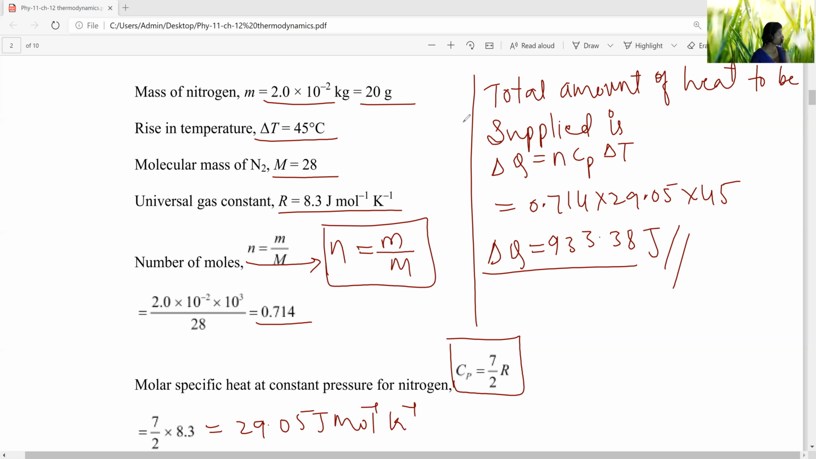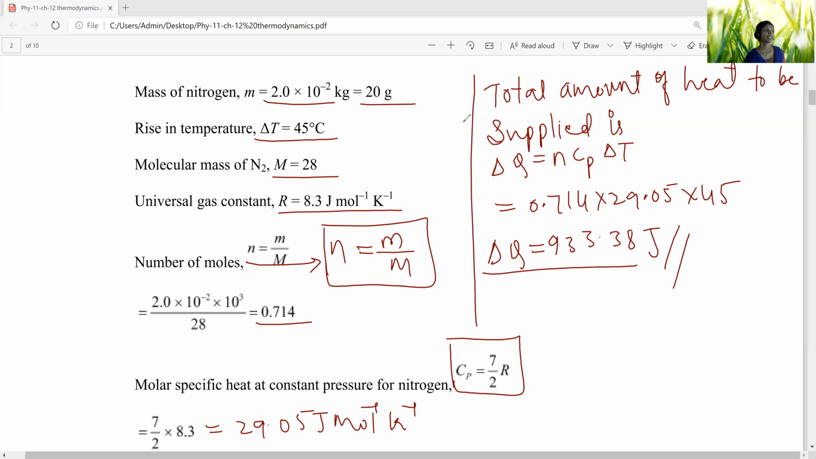Small m value is 2 into 10 to the power of minus 2, already given in the question, divided by molecular mass of nitrogen, which is 28. Simplifying, we got 0.714. That is the number of moles.